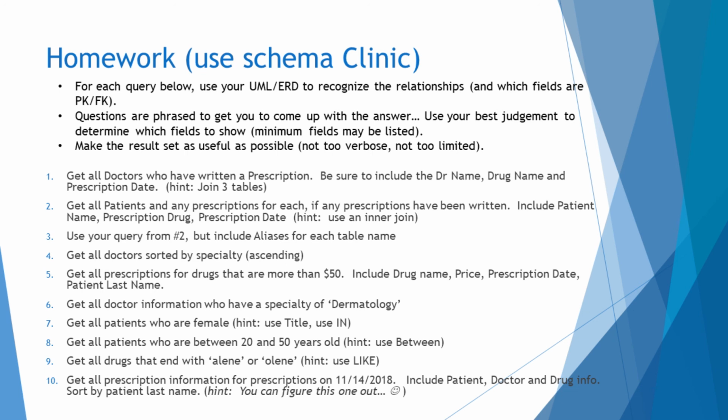They should not be too verbose by having too many fields, nor too limited. Don't just give me the name, the drug name, and the prescription date, but give me a little bit more information as long as you have joined the doctors and the prescription. You may need to add a third table, for example, on number 1, which is why I'm hinting that you need 3 tables to get the pieces of information I've asked for. Each one of these queries you should be able to do. I've given you some hints, not all of them, and I've given you some limitations.